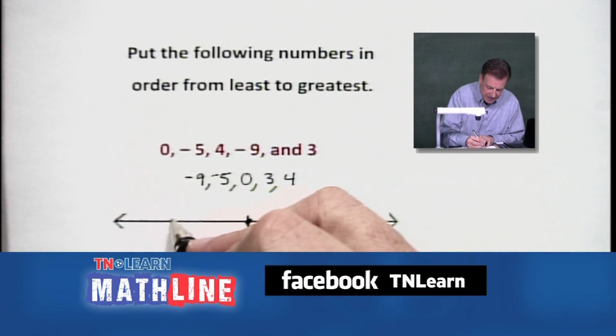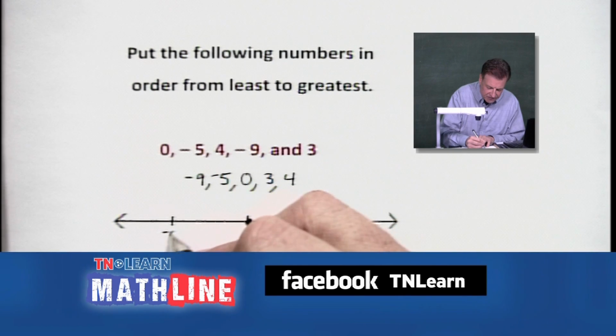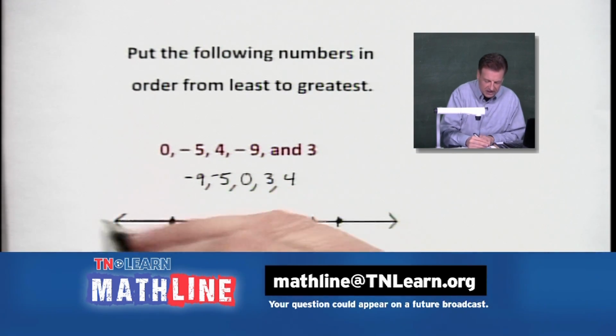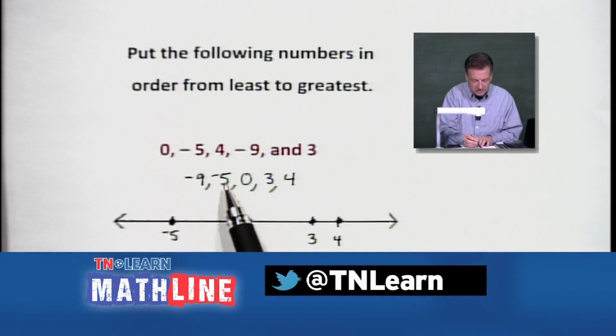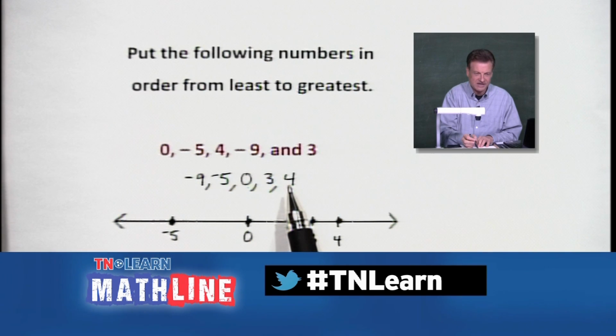Let's go back to the left. How about it? We got -5. Oh, -9 is probably going to be off the chart, but you get the idea. It's further to the left. So least to the middle to the greatest, all right?